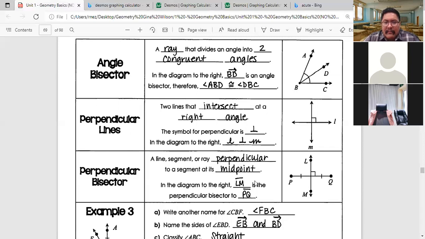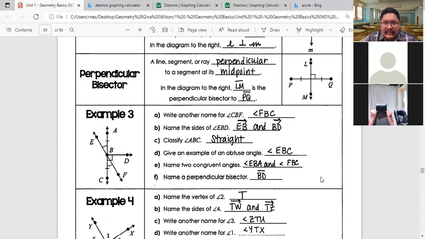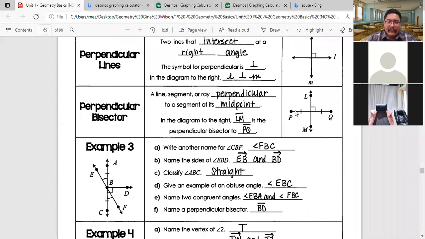And again, LM is the perpendicular bisector. That's the one doing the cutting or the crossing, whatever you want to call it, to PQ. And these marks here indicate that it is the same on both sides. So they're both congruent. Sometimes they might use 2 marks or 3 marks, especially if they're trying to have multiple angles and multiple side segments that are the same. They're trying to show you that they're all the same.